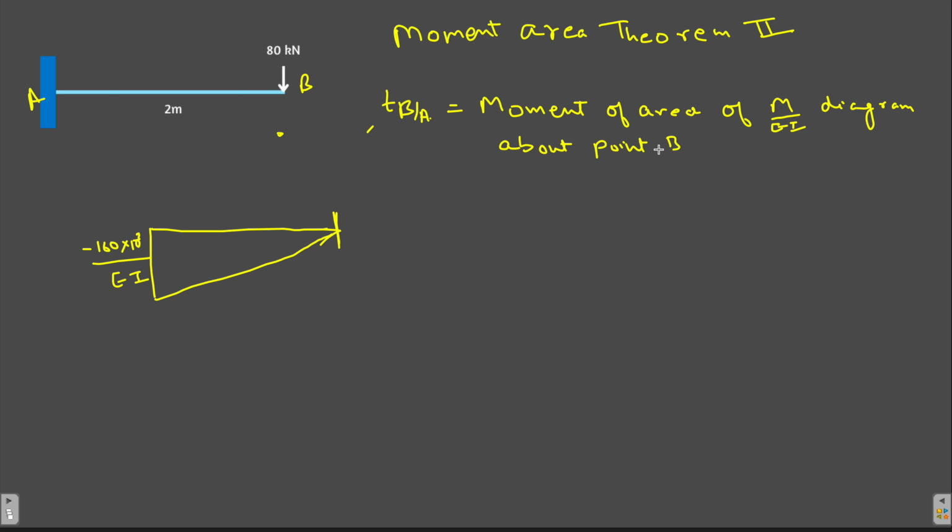Now those who don't know about this theorem, kindly go through my video on the derivation of moment area theorem 2. The link is in the description box. So what will be the moment of area? We'll find the area first. So area is half into base into height.